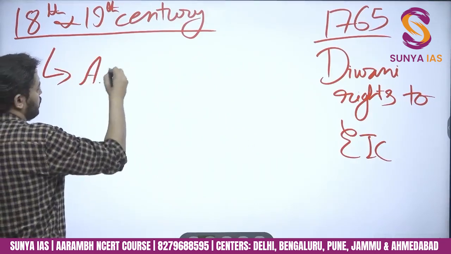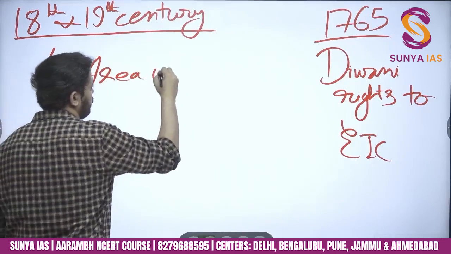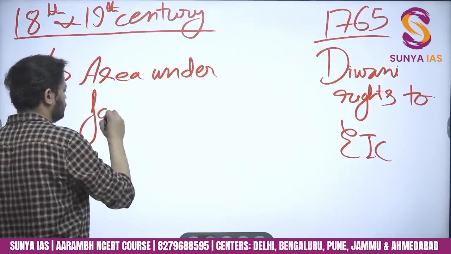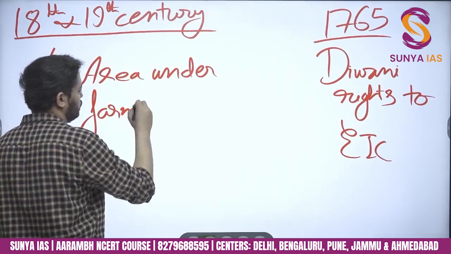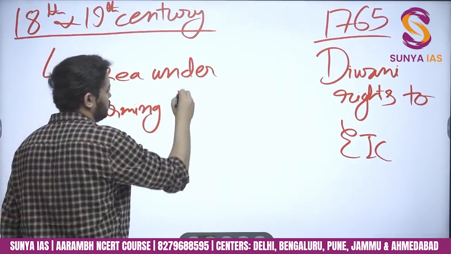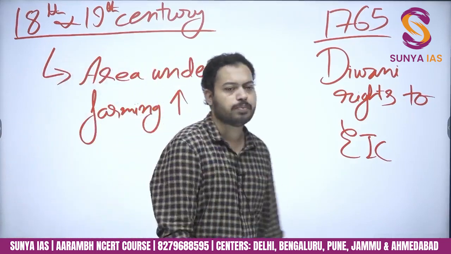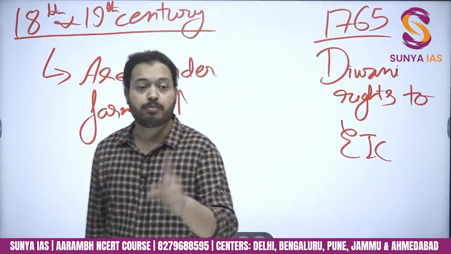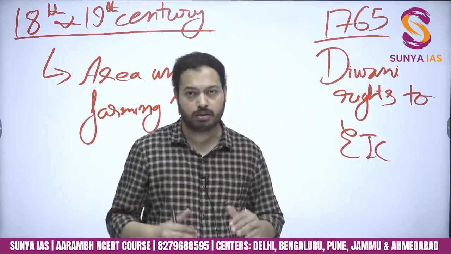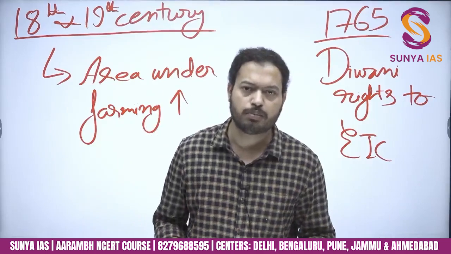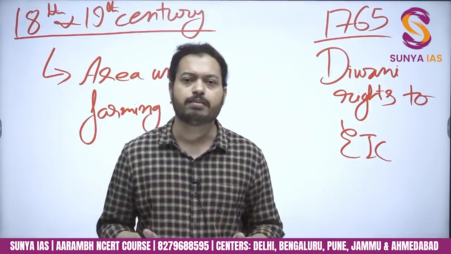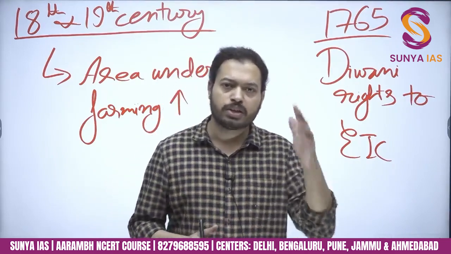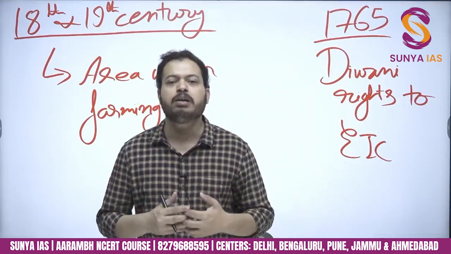area under farming. The area under farming has to increase. That was their intention. Now how will the area under farming increase? Land is there, but the people who are living there are forest people, they are tribals. You have to make them do farming. Because the British will not come and do farming themselves. You have to make people do farming.